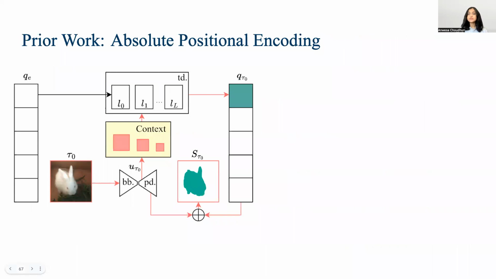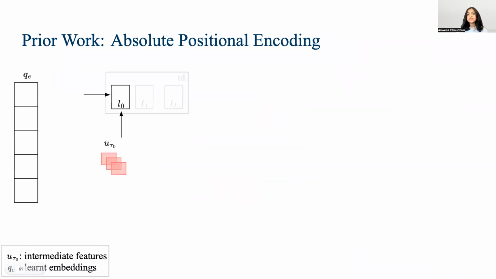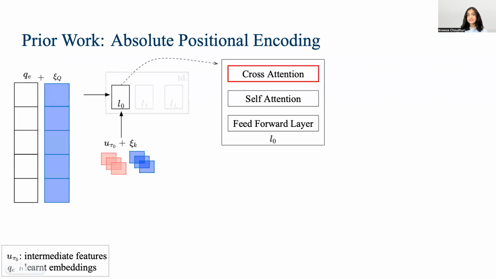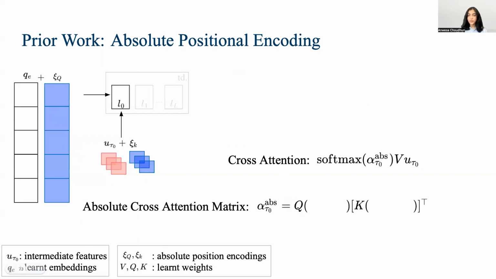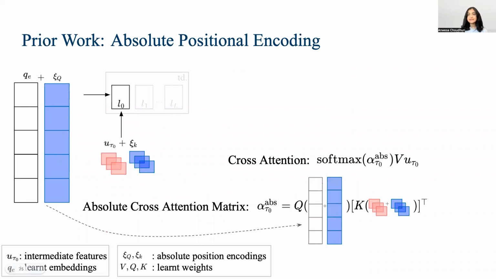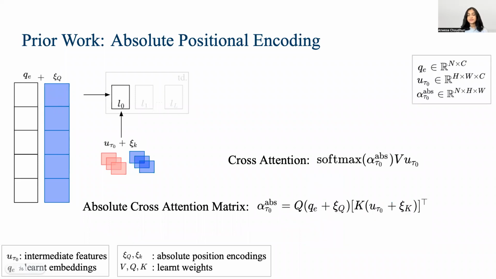We now discuss the relative encodings. Prior work uses absolute encodings in the transformer decoder. The first layer receives a set of learned embeddings QE and the image features of a video frame, let's say U tau naught, summed with their respective absolute positional encodings. Each layer has a cross-attention operation that contains an absolute cross-attention matrix. This matrix is a dot product of linearly modified image features with their positional encodings and the linearly modified learned embeddings with the positional encodings.